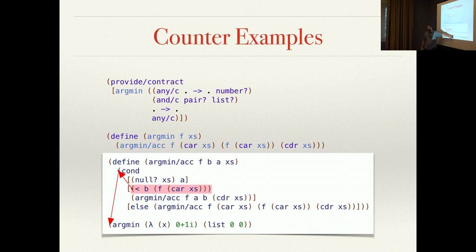You can't hit it with a one-element list, right? Because a one-element list, that's always the minimizing element, even if you have a bad function that produces complex numbers. So it's able to figure out, oh, you need at least two elements in the list in order to trigger the comparison, which then gets the function to produce a complex number, which causes less than to crash.